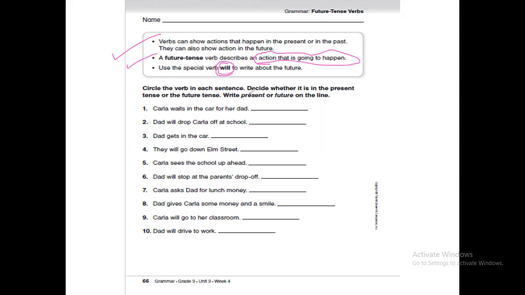Circle the verb in each sentence. Then decide whether it's in the present tense or in the future tense. Write present or future on the line. Carla is the subject, right? Carla is a singular subject. Waits in the car for her dad. Waits, we added s to the verb after the singular subject in the present tense. We didn't say Carla will wait. No, Carla waits in the car for her dad. So this is present.